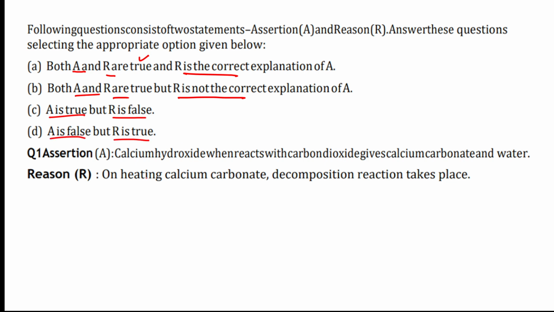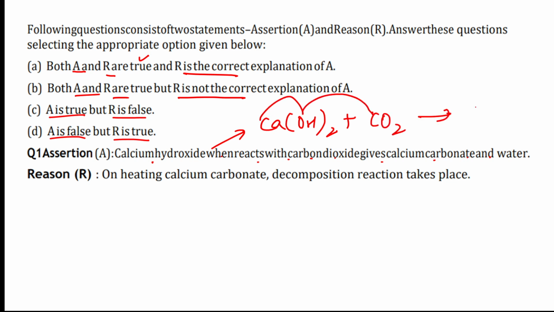Let's start reading. Question. Calcium hydroxide when reacts with carbon dioxide gives calcium carbonate and water. Is it right or not? Let us write. Calcium hydroxide, lime water, reacts with carbon dioxide and it forms calcium carbonate and water. This particular assertion is right. Next, on heating calcium carbonate, decomposition reaction takes place.